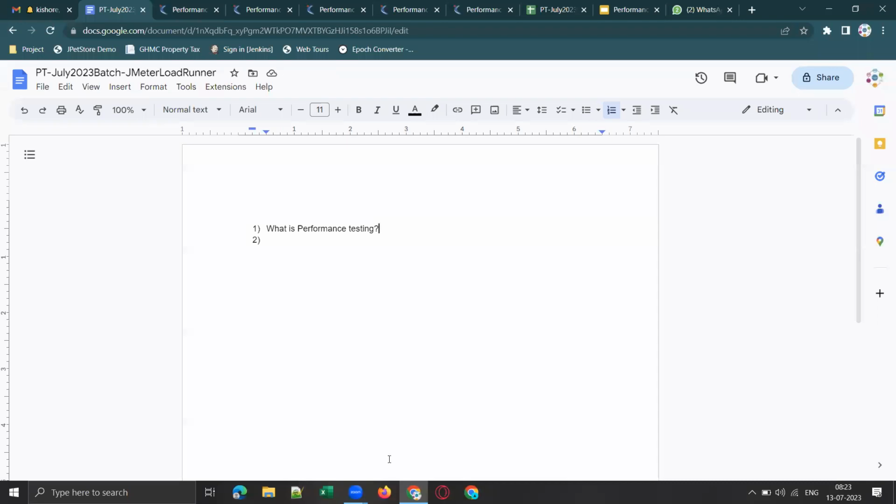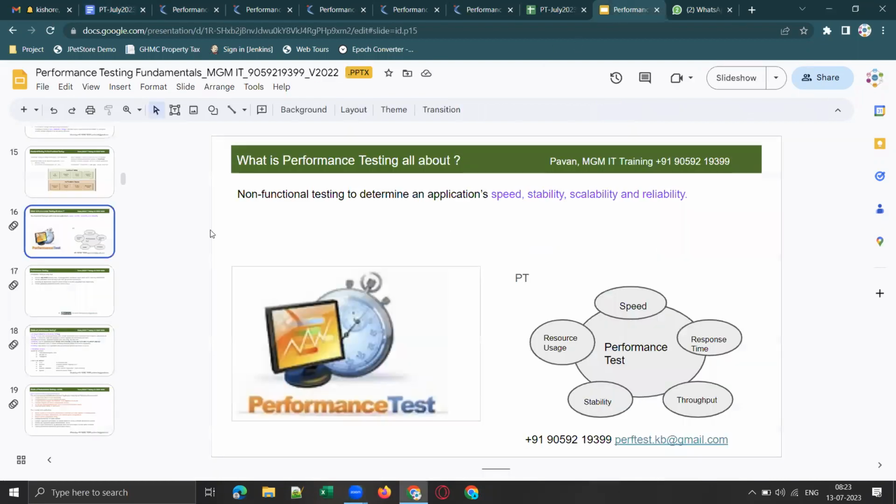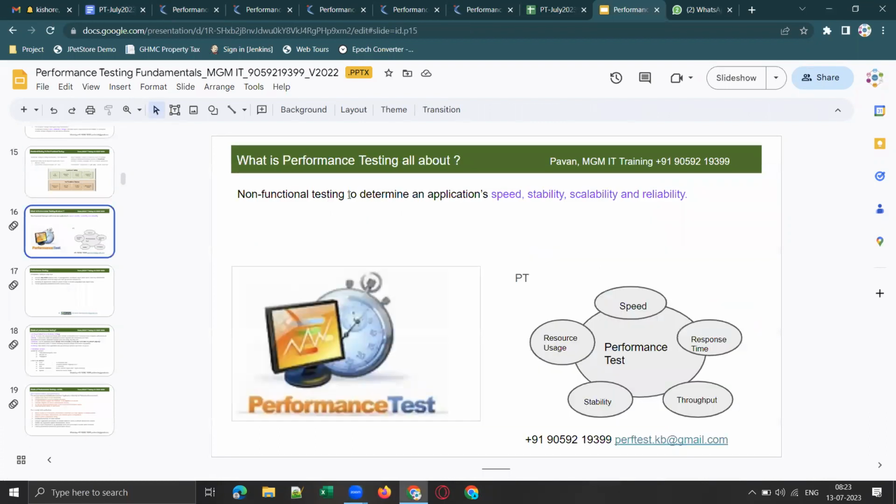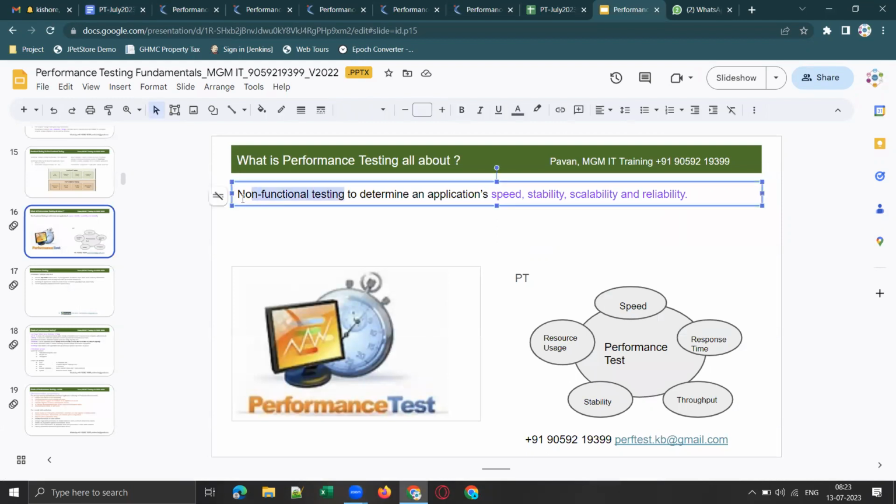It is a non-functional testing to determine application speed, scalability. So it is a non-functional testing. We should use the term called non-functional testing. That is the reason I have included this slide. That's the reason we first explain what is functional testing, what is non-functional testing. So you should use this term, non-functional testing. Performance testing is a non-functional testing to determine an application's speed, stability, scalability, and reliability.